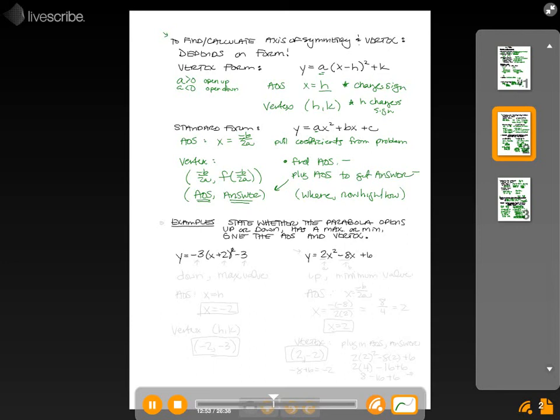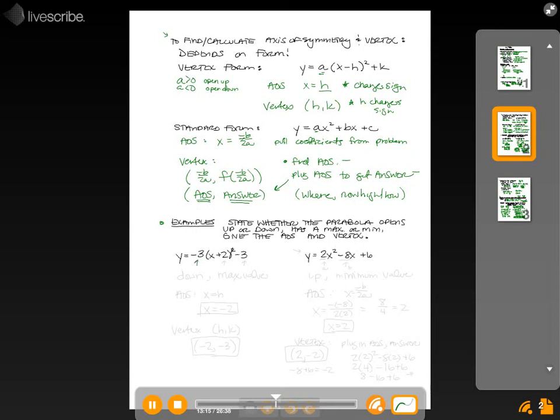Okay, let's read the directions here. It says state whether the parabola opens up or down, has a max or min, give the axis of symmetry, and then the vertex. So we've got four things we need to do here. We're going to start with vertex form. Our problem is y equals negative 3 times (x plus 2) squared minus 3. So first thing we want to do is decide if this opens up or down.